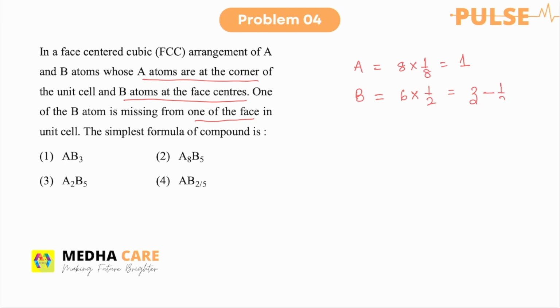That means we have to remove half, because B atoms are present at the face. That's why only half of the B atom will be removed. Then the new formula will be A B 5/2. A1 B 5/2. If we simplify that one, that will be A2 B5. So that is the answer, A2 B5. So 3 is the correct answer.